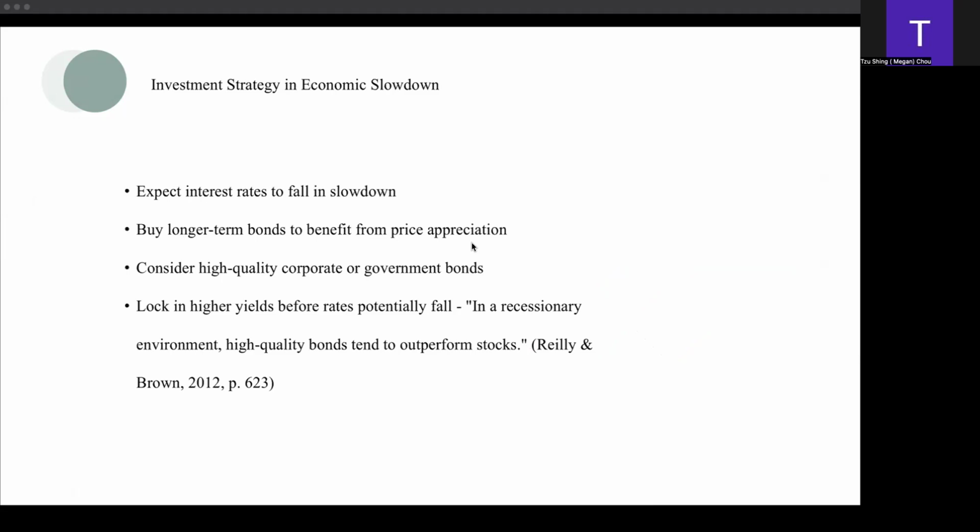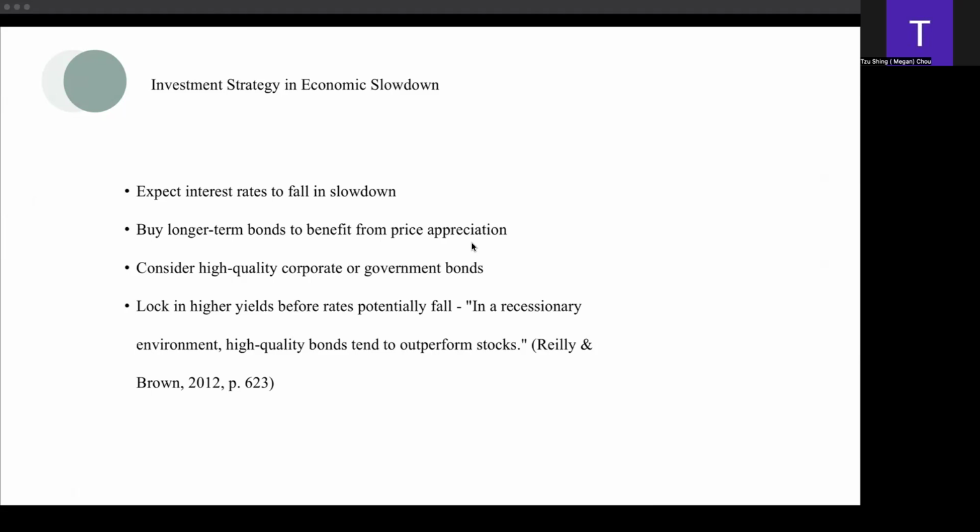Now, let's consider an investment strategy if we expect an economic slowdown in the next 12 months. Typically, in a slowdown, interest rates tend to fall as central banks try to stimulate the economy. In this scenario, an investor might consider buying long-term bonds to benefit from potential price appreciation as rates fall.